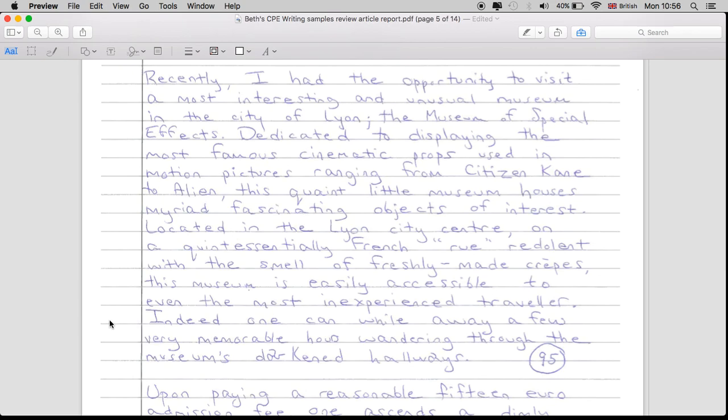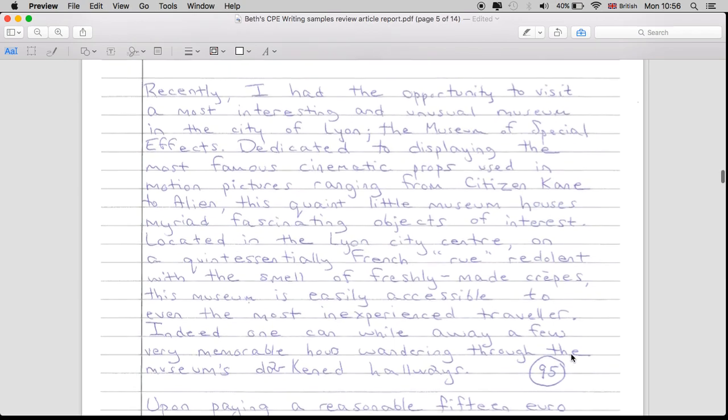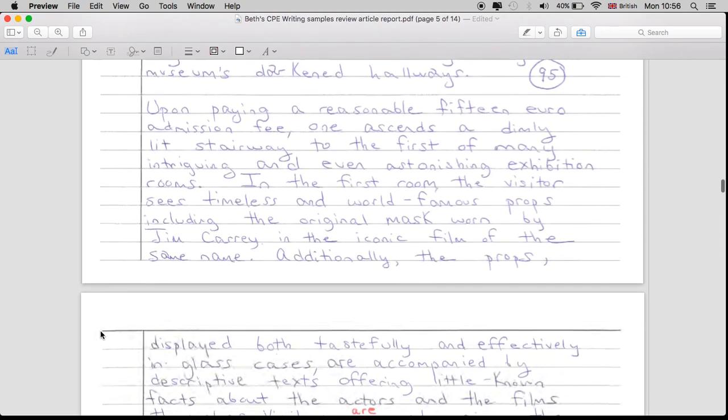While away a few very memorable hours wandering through the museum's darkened hallways. I've got about 95 words there. Again, some lovely vocabulary. Quaint, quintessentially, that something is typically this or that. Memorable. Okay, now I go on to write about the museum.